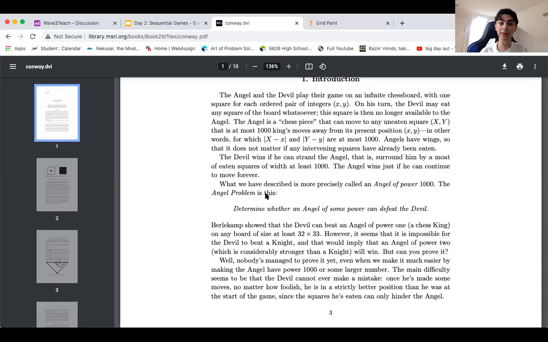The angel has wings, so it does not matter if any intervening squares have already been eaten. So it is allowed to jump. It's allowed to border jump. There's your answer. I was pretty sure of that. I just wanted to make sure.